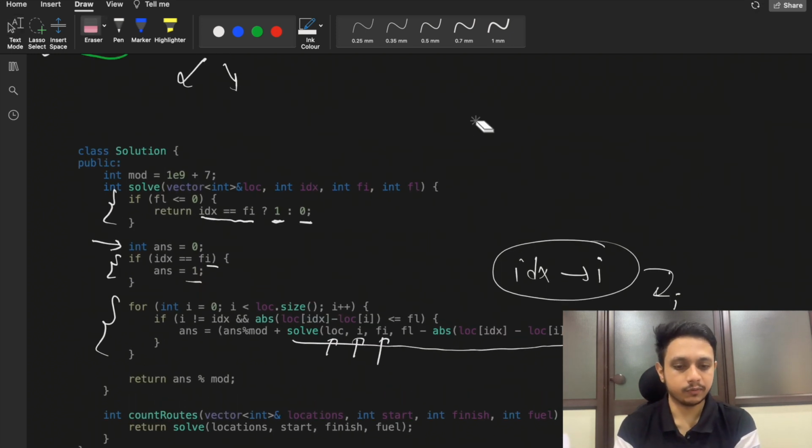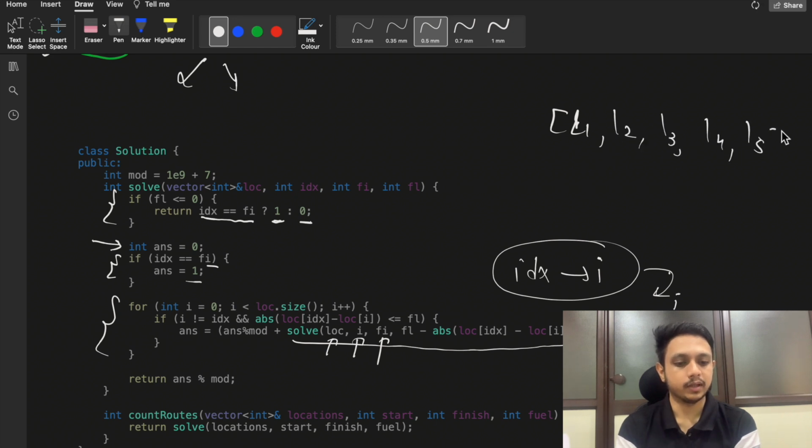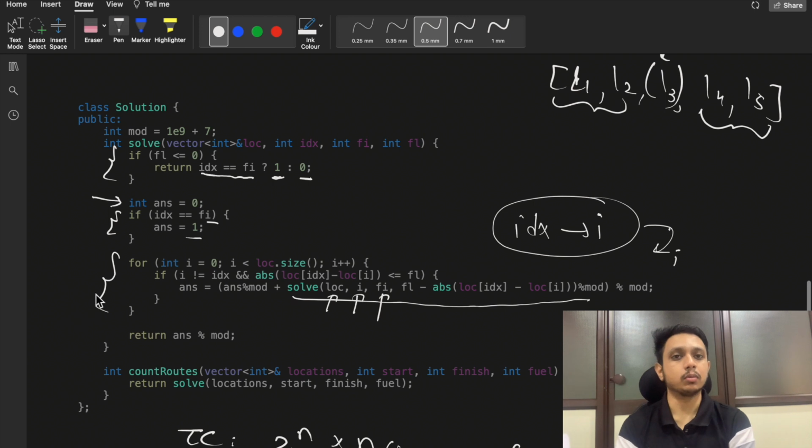Okay, so let's say you are given locations L1, L2, L3, L4, L5, and let's say the current index is L3. This is our current index. So from here you can traverse to L1, L2, L4, L5, and that's why we are taking a for loop, because we have 4 options, 4 choices, right? And to consider all the choices, we will simply loop over the locations array.